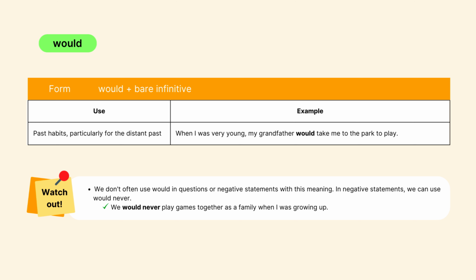Would. Form: would plus bare infinitive. Use. Past habits, particularly for the distant past. Example: When I was very young, my grandfather would take me to the park to play. Watch out. We don't often use would in questions or negative statements with this meaning. In negative statements, we can use would never. We would never play games together as a family when I was growing up.